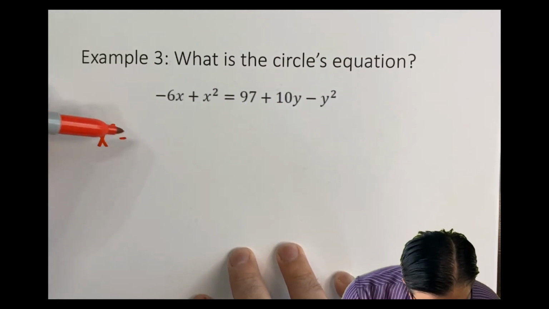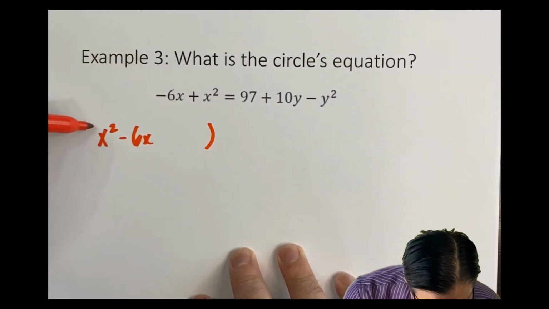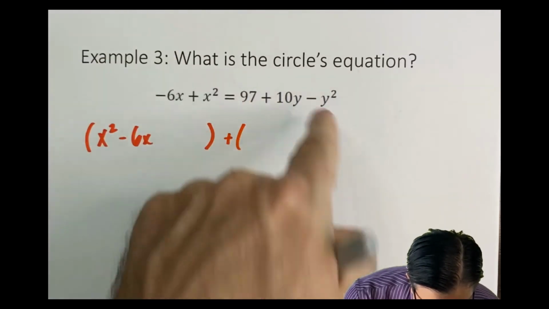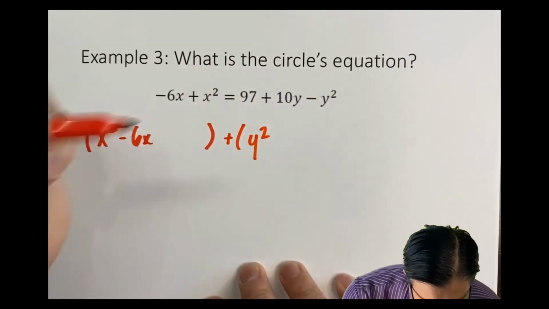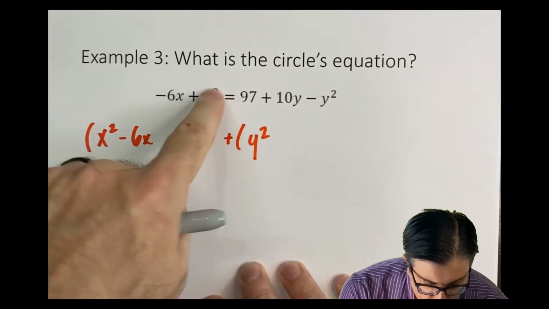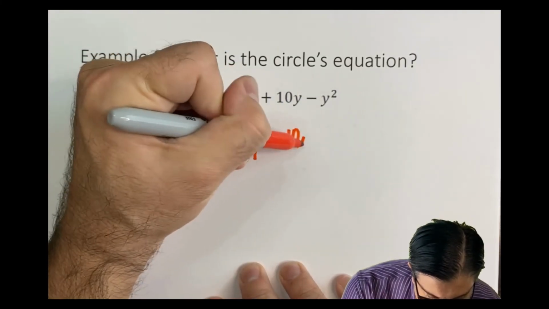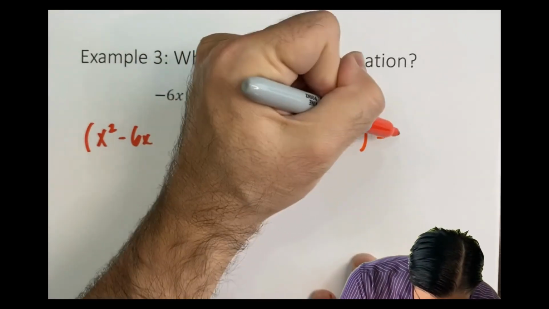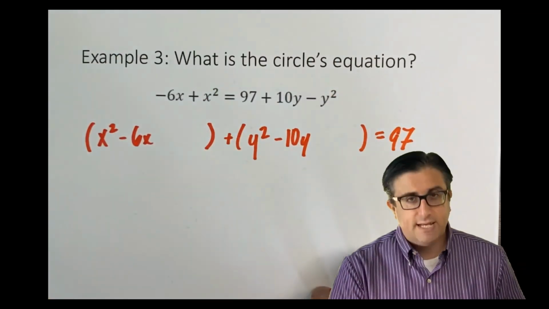X squared minus 6x. I'm missing something. I'm going to bring this y squared over, so it becomes a positive y squared. I'm going to bring this 10y over to the other side, so it becomes a minus 10y, and it's missing something. And that 97 is going to stay put where it's at because it's on the correct side.